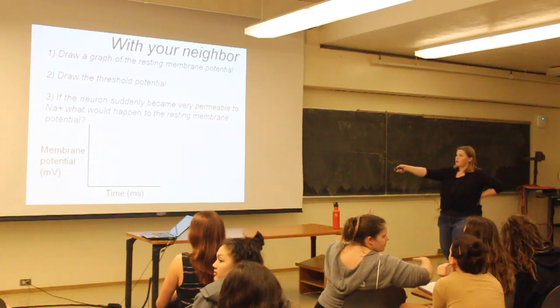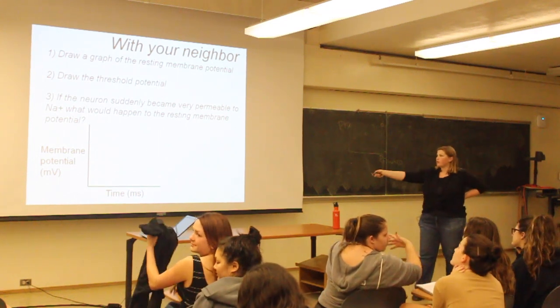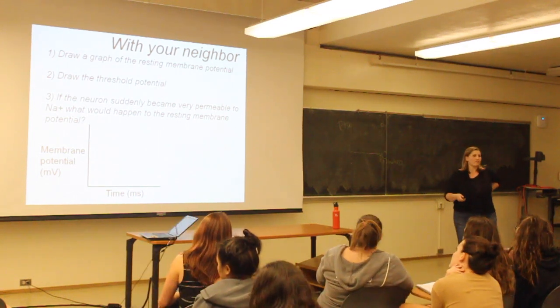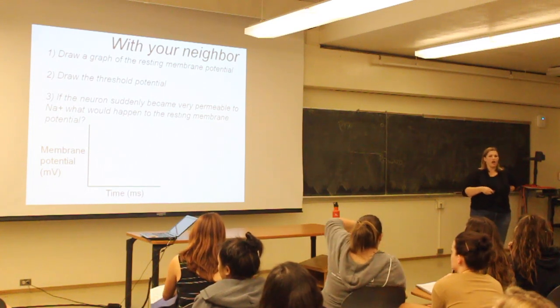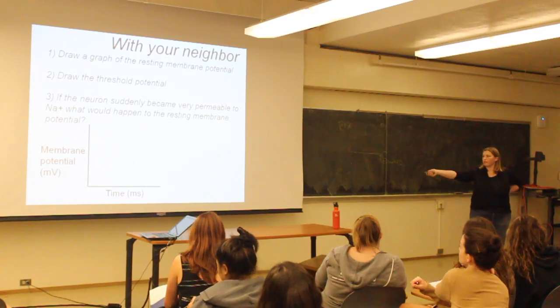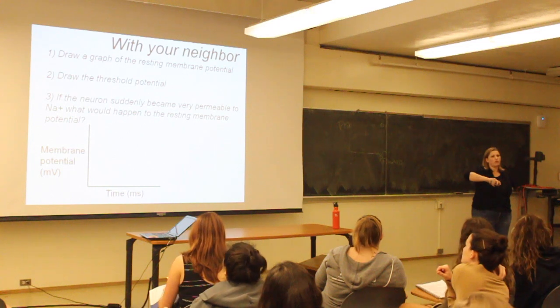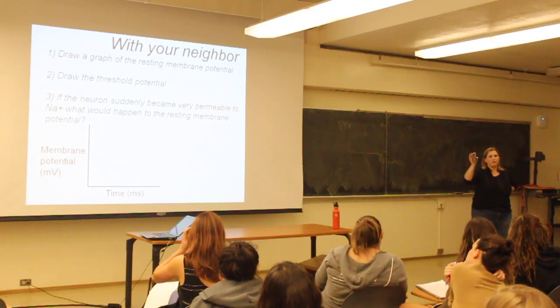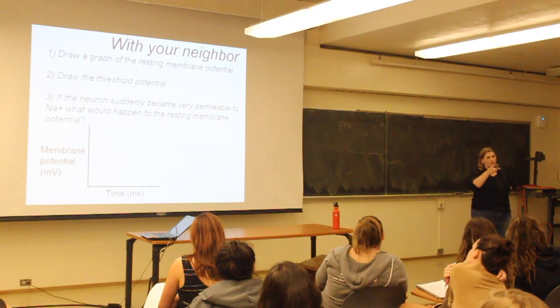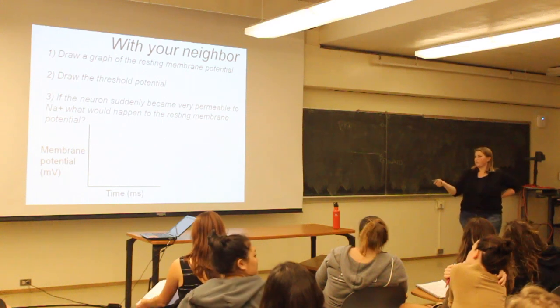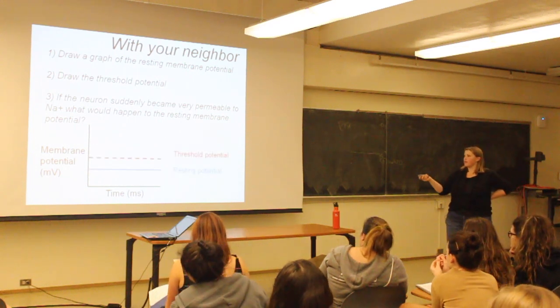Does anybody want to guess what kind of line we should draw on here for our resting membrane potential? A straight horizontal line. What about for the threshold? Totally guess. What do you think? That's a different line, but the threshold is just going to be another straight line, a little bit above.